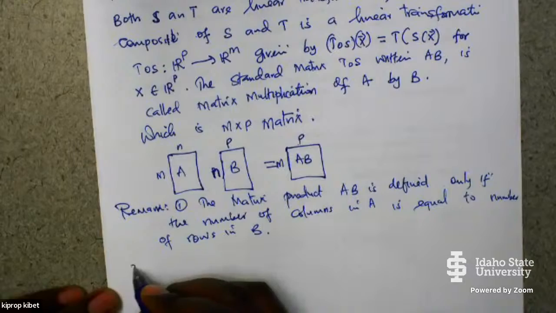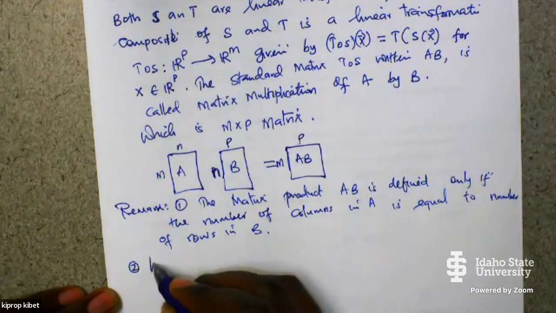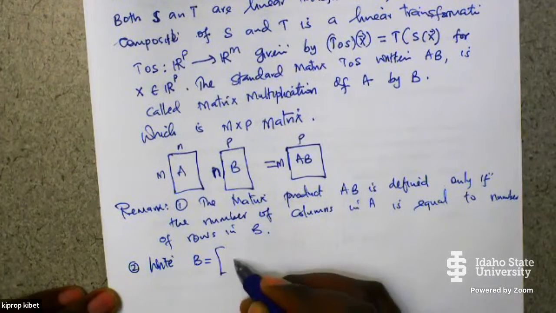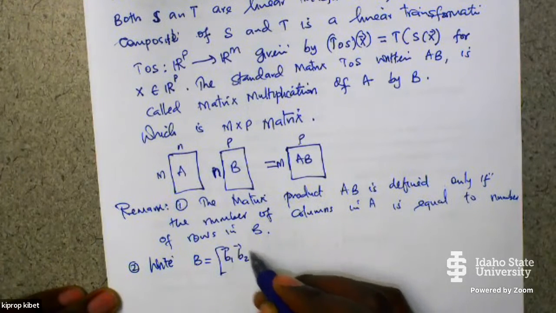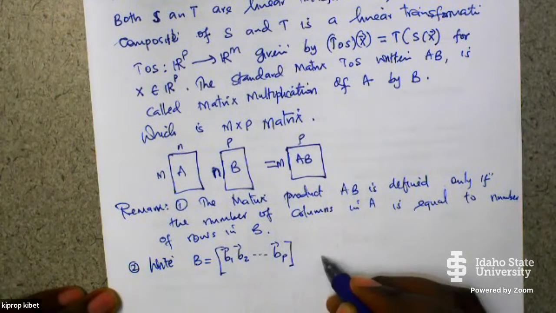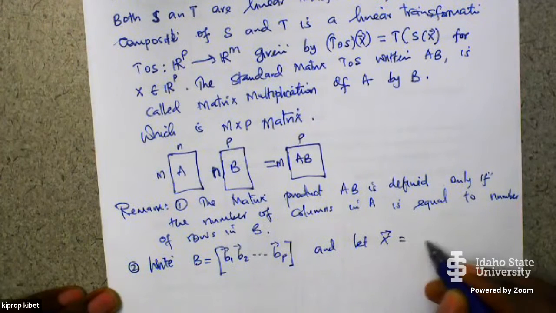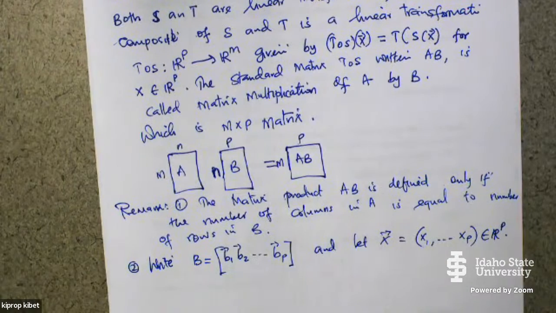Number two, we write B to be equal to the linear combination B1, B2, all the way to, let's say, BP. And let X be equal to X1 all the way to XP. And these are elements in R^P.